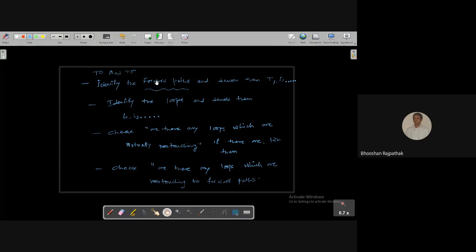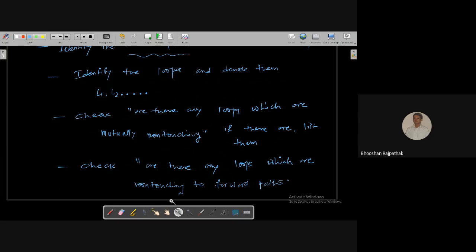The first step is to identify the forward paths and denote them by T1, T2. Identify all the loops, denote them L1, L2, L3. Then check whether there are any loops which are mutually non-touching to each other. If there are, then list them. Then check whether there are any loops which are non-touching to any forward path. If there are, then list them. Once you have all this data, then there is Mason's gain formula. You can use Mason's gain formula to get the answer. And what is the Mason's gain formula?